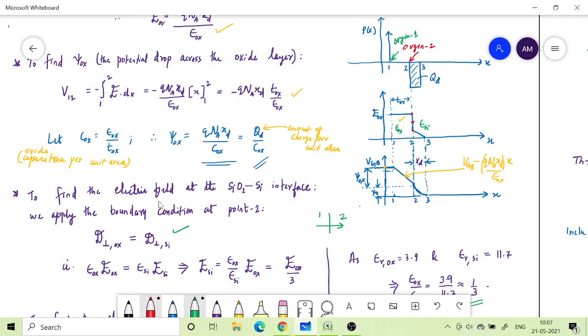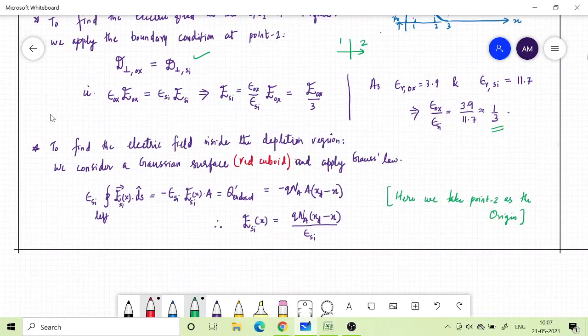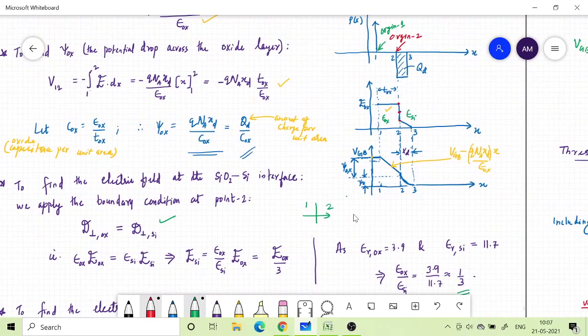For the second evaluation, this Gaussian integral, we are taking the origin as point 2. That means at the start of the depletion region is where we take the origin, which is the interface point. From there, if I reach xd, then all charge will be over, so xd minus x is going to be 0. That means there is going to be no electric field at the end of the depletion region. So that's what you can see here.